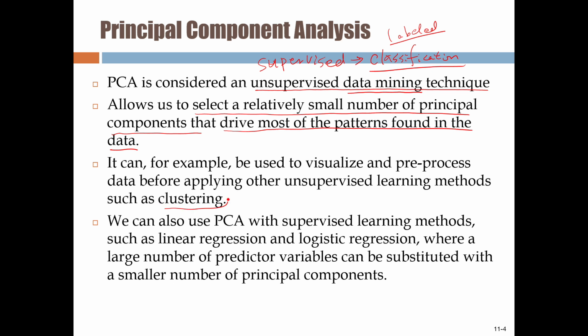Okay, so clustering is one example of unsupervised learning. Also, we can use PCA with supervised learning methods such as linear regression and logistic regression, where a large number of predictor variables can be substituted with a small number of principal components. So basically it's the same: a large number becomes a small number here. So we are creating new variables; the principal components are the new independent variables, the new predictors.